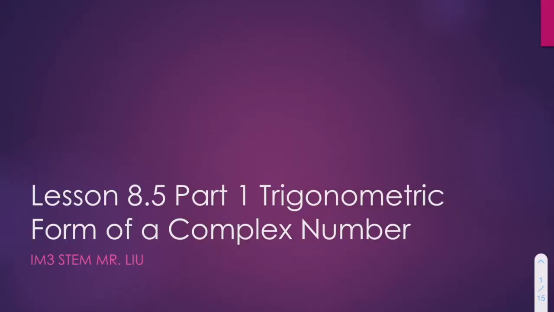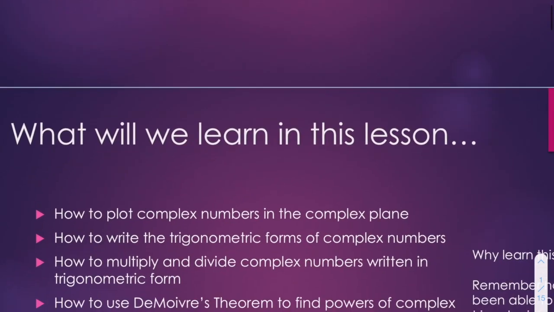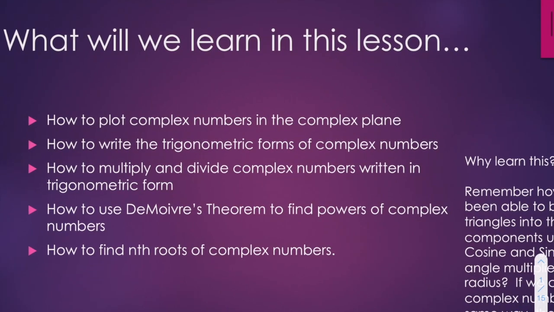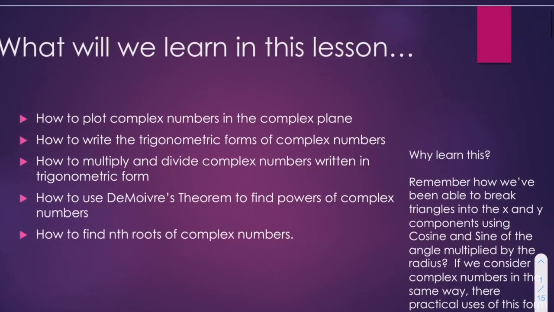Okay, so here we are. This is lesson 8.5, and this is only part one. There's going to be more to this after today. These are trigonometric forms of a complex number. So what will we learn in this lesson? Let's talk about this. I'm going to read that right-hand side first. Why are we learning this?